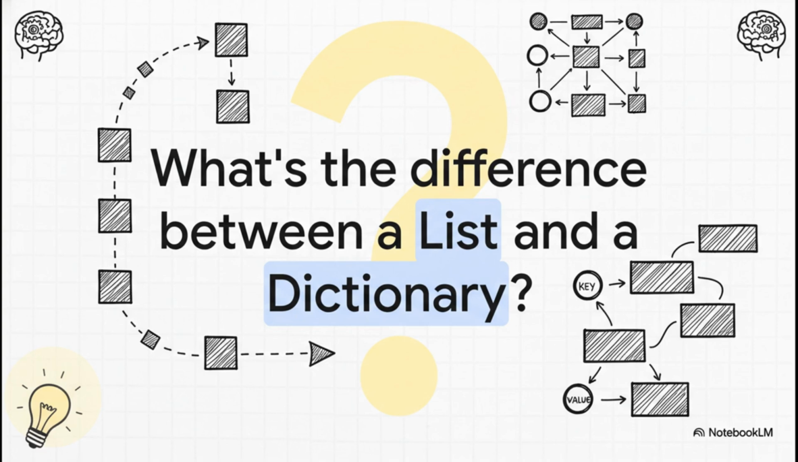We just mentioned collections, right? Things like lists and dictionaries. But what's the real difference between them? When would you choose one over the other? We're going to tackle that exact question and a whole lot more in our next explainer.